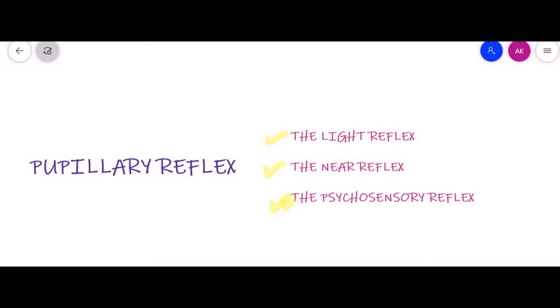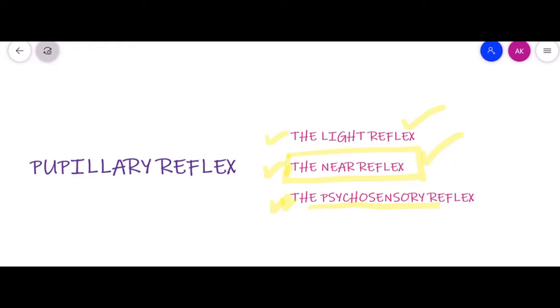Whenever we look at an object from far to near, there will be constriction of the pupil, and this is called the near reflex. Coming to the psychosensory reflex, it is a dilatation of the pupil that will occur on psychic and sensory stimulus. So in the light reflex and the near reflex we have constriction of the pupil, and in the psychosensory reflex we have dilatation of the pupil.